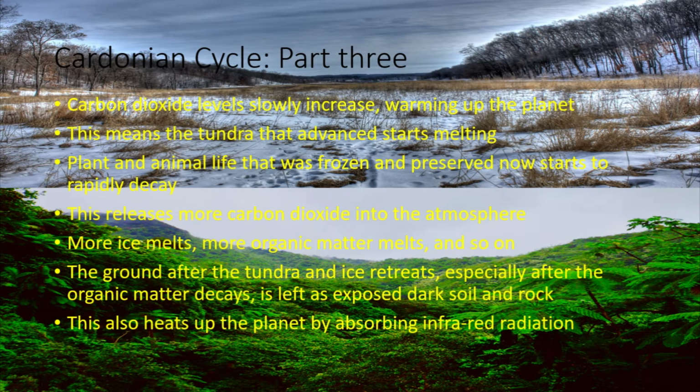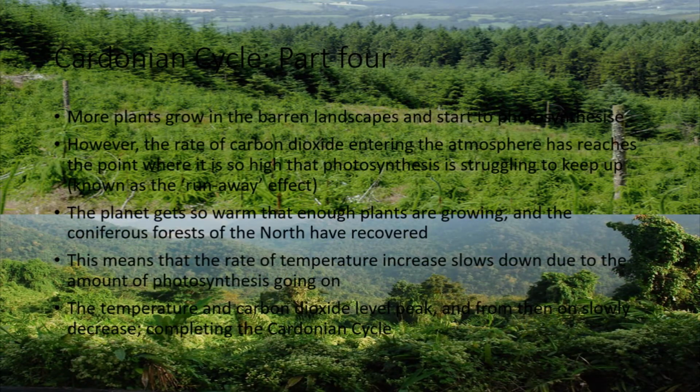The ground after the tundra and ice retreats, especially after the organic matter decays, is left as exposed dark soil and rock because it's dead. This heats up the planet by absorbing infrared radiation, because white reflects, black absorbs. The more plants grow in the barren landscapes, the more they start to photosynthesize. However, the rate of carbon dioxide entering the atmosphere reaches the point where it is so high that photosynthesis is struggling to keep up, which is known as a runaway effect.